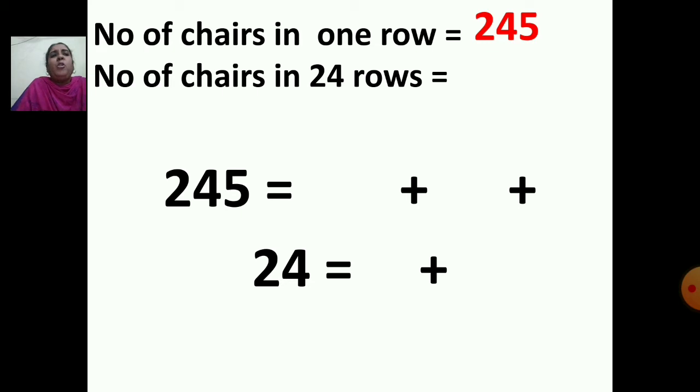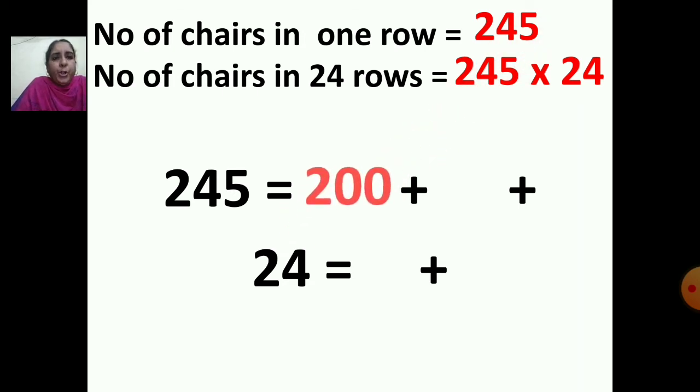So what will you do? 245 multiply by 24. Now first you will write the numbers and then you will show the breakup. Okay, so first we will take the breakup of 245, right? Now 2 is in which place? Hundreds place. So what will come? 200. 4 is in tens place. So what will come? 40. Now 5 is in units place. So it will come 5, right?